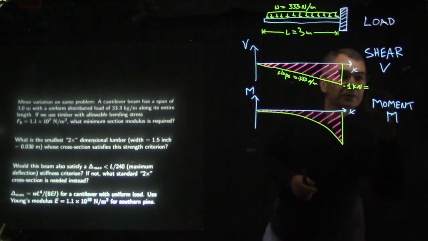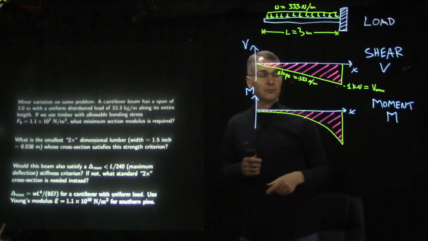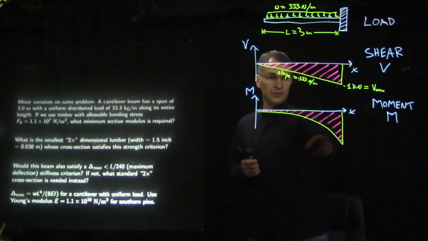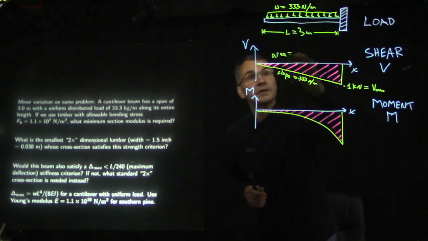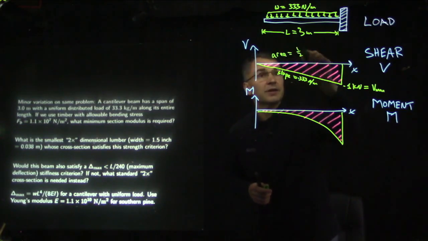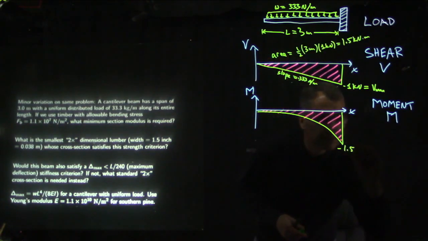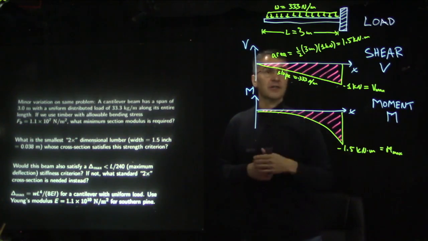It looks like this. The maximum deviation from 0 of the shear here is 1 kilonewton in the negative direction. The maximum deviation from 0 of this torque or moment diagram is the area under this curve. It's a triangle, and the area of a triangle is 1/2 times the base times the height. So this must be minus 1.5 kilonewton meters, the moment curve's maximum deviation from 0.